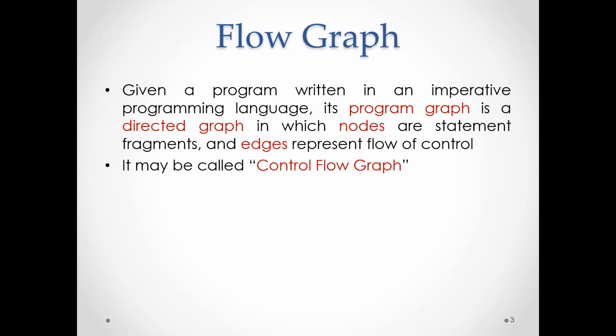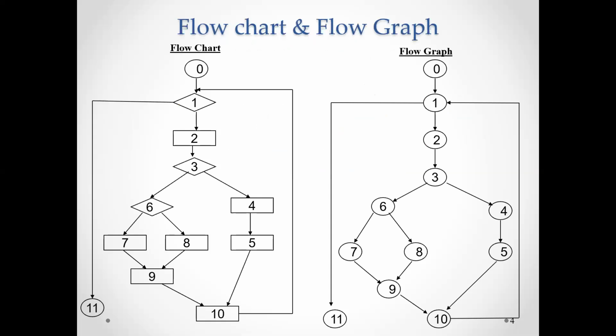Given a program written in an imperative programming language, its program graph or flow graph or control flow graph is a directed graph in which nodes represent statement fragments and edges represent flow of control. How it is represented, we'll just see with one example. They have given one flow chart, assuming that some statements have already been given. Based on that, they have given the flow chart of that program.